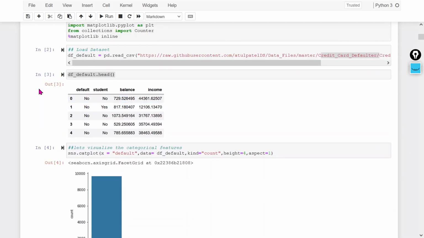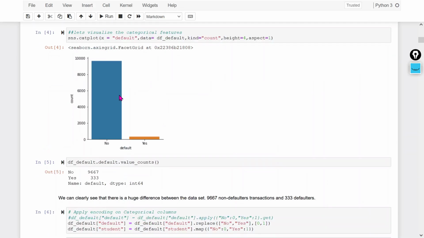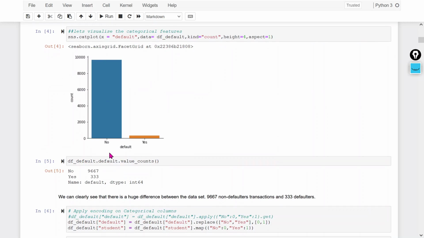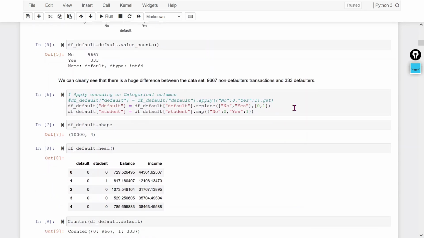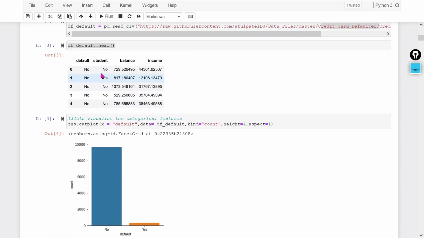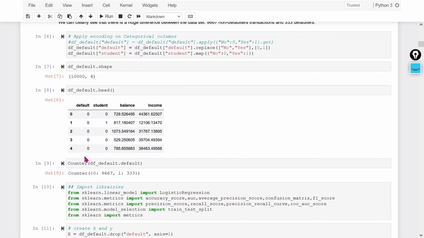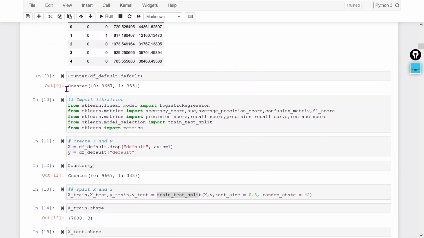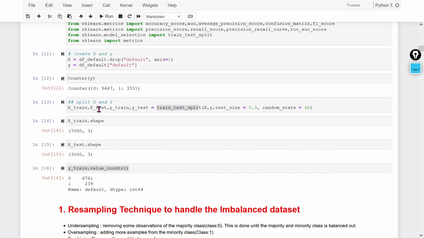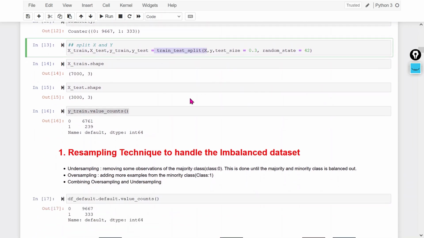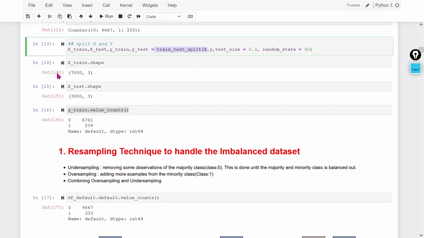These are the outputs of this data set. These three are your input and this is your output. This is the class distribution. If you see, most of the classes belong to the non-defaulters, and the defaulters are very few. Here I am going to convert categorical to numerical for the student column. Then these are the final output. Here I am importing the logistic regression model libraries. Here I am creating X and Y, then doing the train test split. Then these are the shapes of your X train and y train.